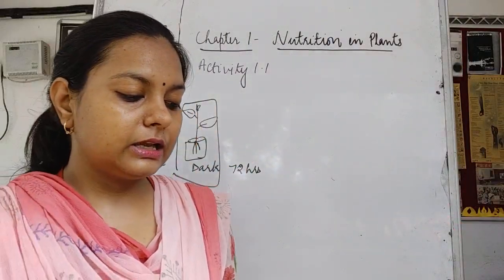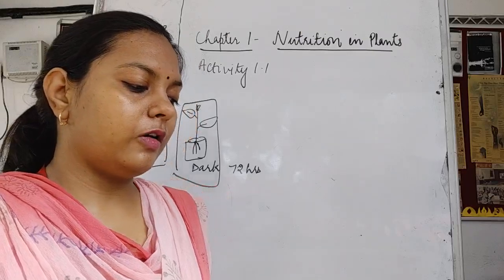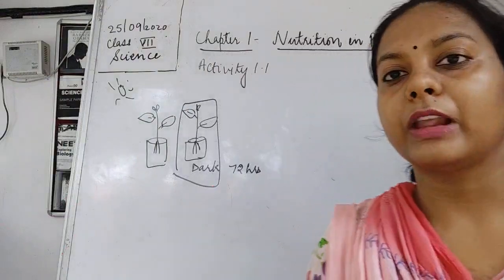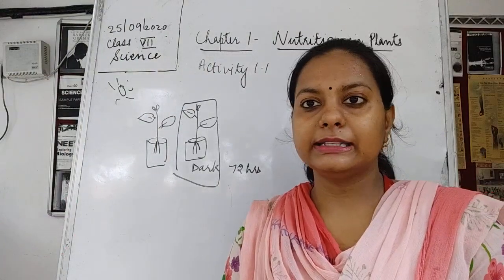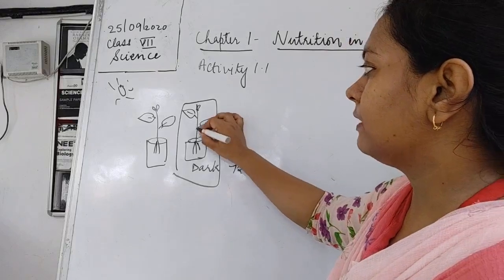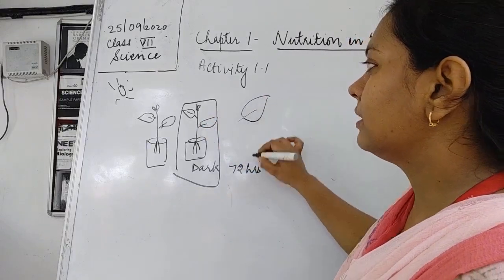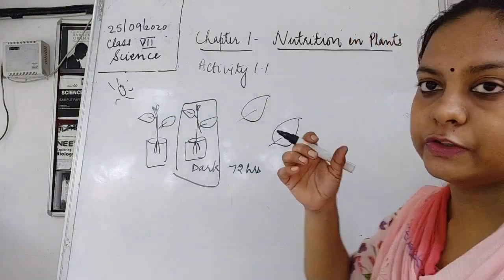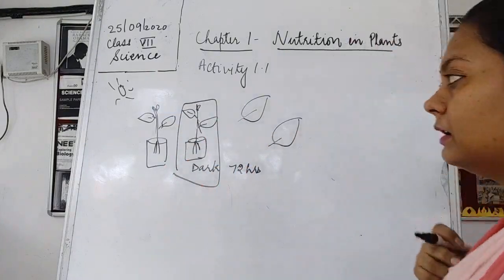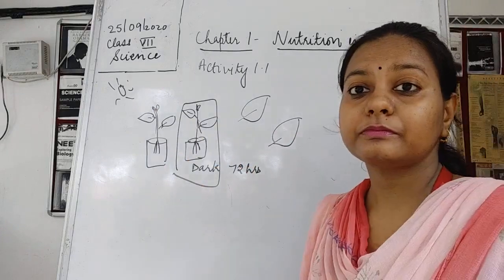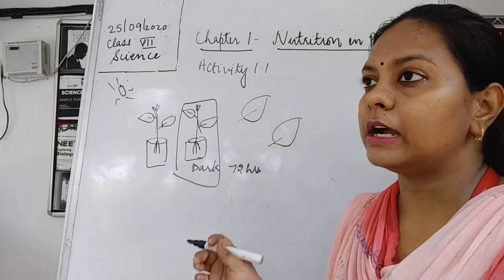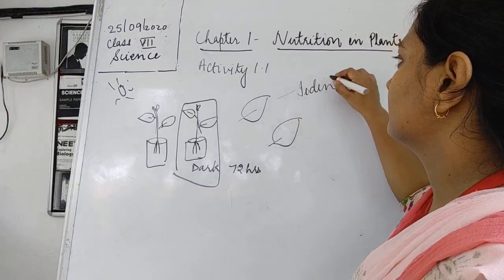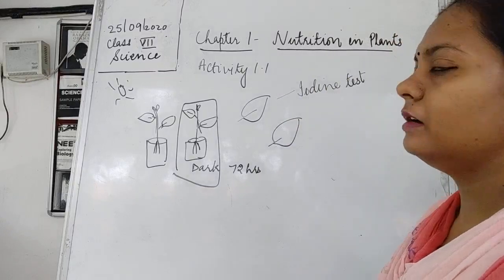Perform the iodine test with the leaves of both the plants, which we studied in class 6. So how has this iodine test been done? We will pluck one leaf from the plant kept in the dark and one leaf from the plant kept in the light, and we are going to perform the iodine test on both of the plants.